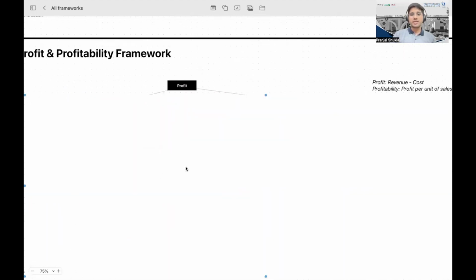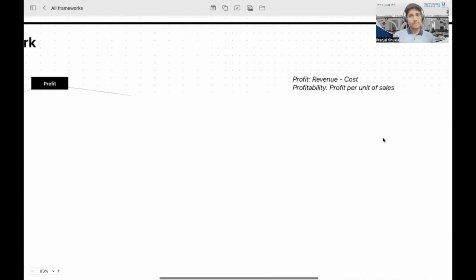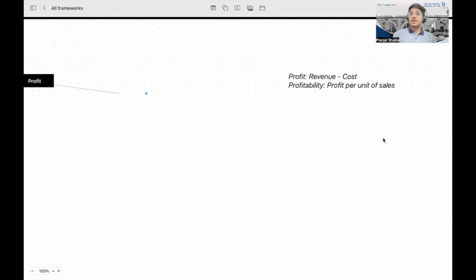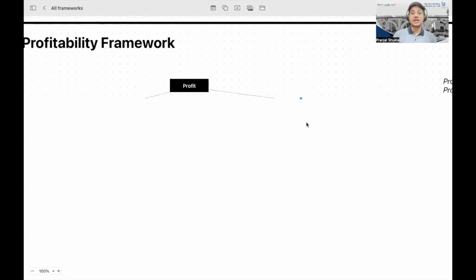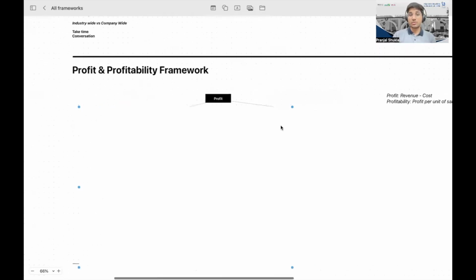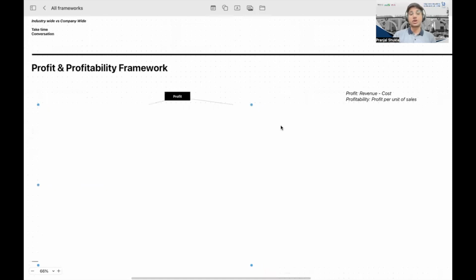By profit, we mean a simple equation, which is revenue minus cost. That is it. And by profitability, we mean profit per unit of sales. So profitability is again revenue minus cost divided by the number of units that you are selling. So be very accurate in understanding what the case is talking about. Is it talking about a decline in profit or a decline in profitability? Most of the cases will be about a decline in profit. However, be very thorough with what the Q of the case talks about.